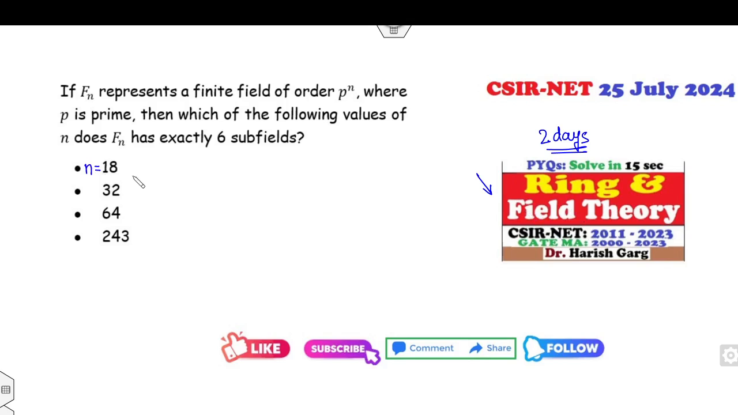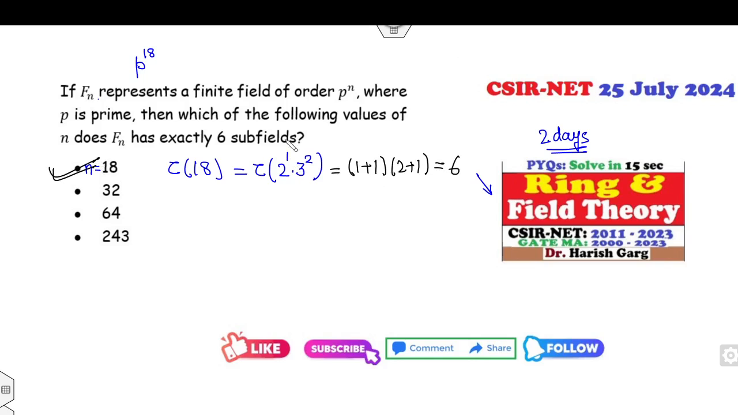So what is the meaning of that? If Fn is a field of p raised to power 18, n is 18, so can you find the tau of 18? You can write the prime factorization. It's 2 into 9. 9 is 3 raised to power 2. So what is the tau of this? That is 1 plus 1 and 2 plus 1. So 3 into 2 is 6. Yes, it's a correct answer.